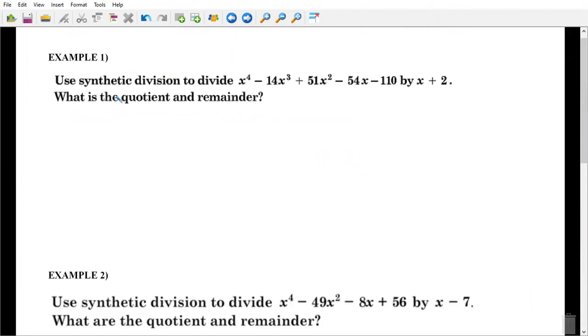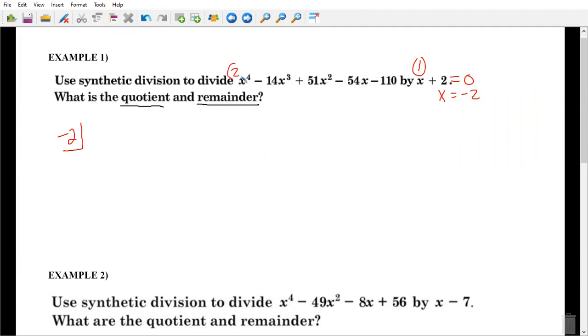Okay, so we have x to the 4th minus 14x cubed plus 51x squared minus 54x minus 110 divided by x plus 2. And it wants us to find the quotient and remainder. Okay, so step 1, we find our 0 by setting this equal to 0. So our 0 equals x equals -2. So that's what goes in my house.